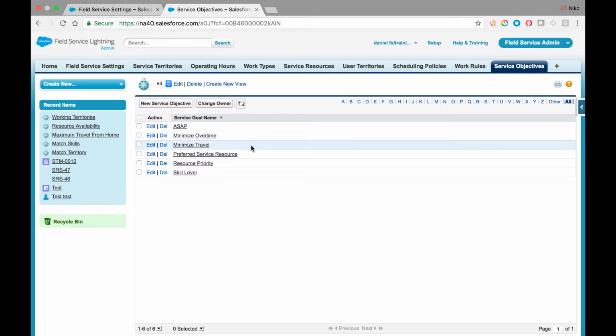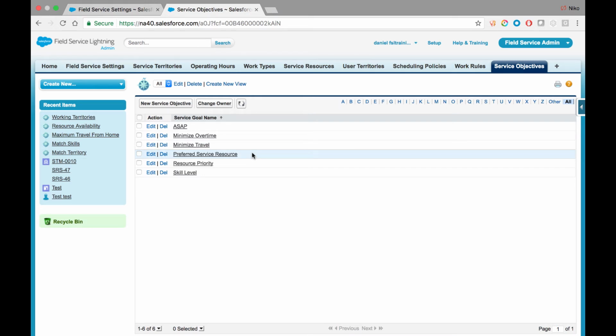Minimizing overtime and travel will naturally control the most important operational costs a field service operation will encounter. And when a choice is given between several relevant candidates, those who will incur least travel and least overtime will be considered as more optimal.